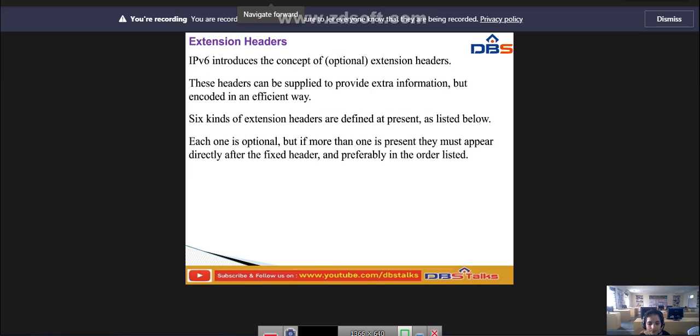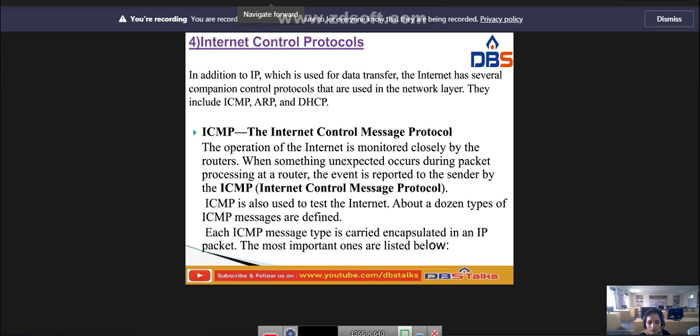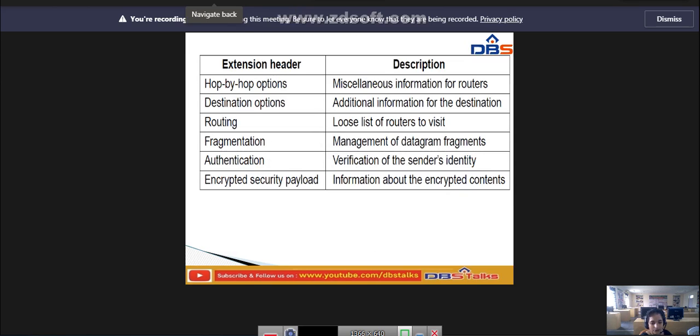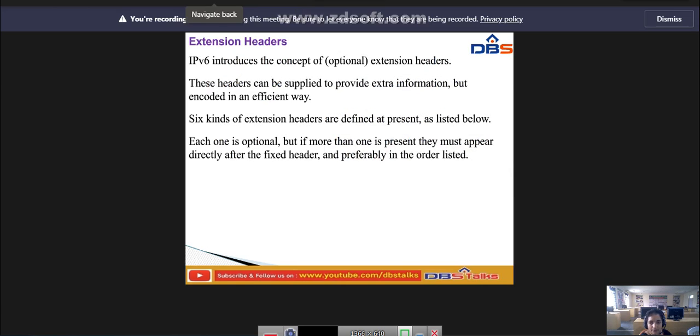Next, coming to extension headers. What is meant by extension headers? IPv6 introduces the concept of optional extension headers. The headers can be provided to carry extra information, encoded in an efficient way. Six kinds of extension headers are defined, listed in the table. Each one is optional, but if more than one is present, they must appear directly after the fixed header, and preferably in the order listed.